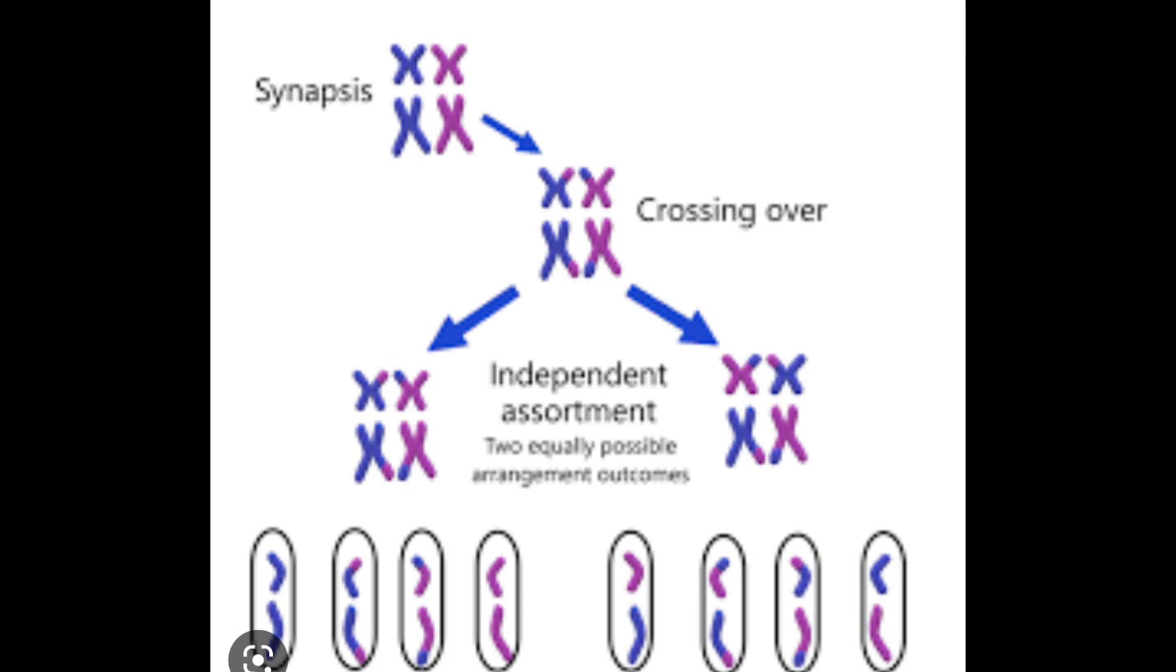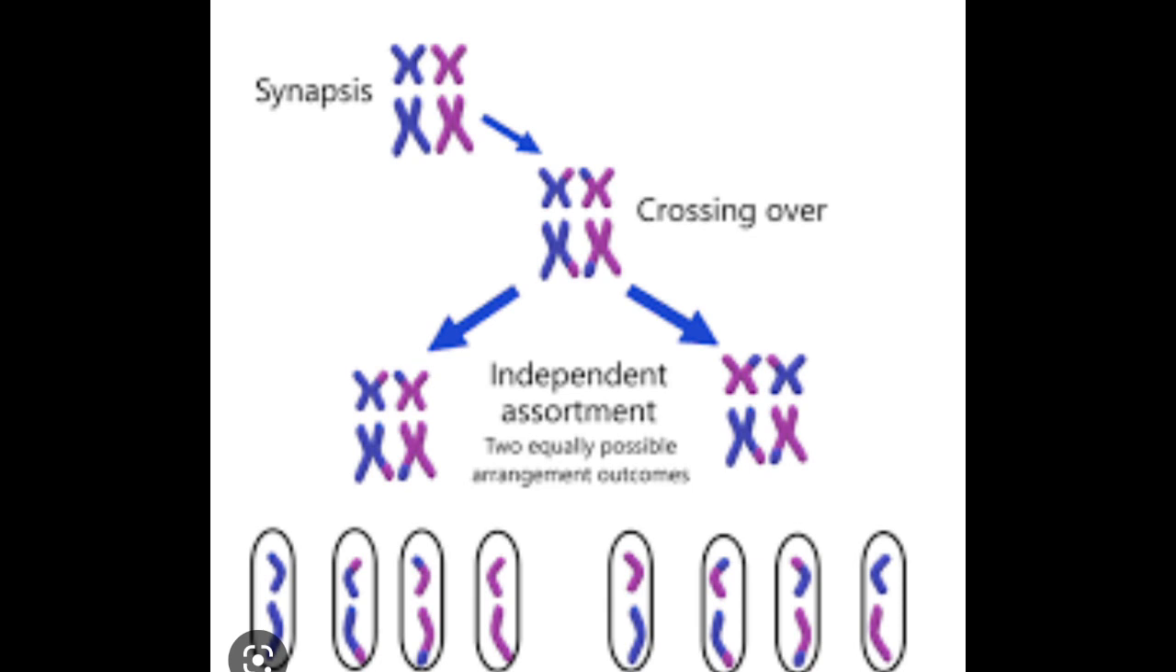And on independent assortment as a cause of genetic variation, this is backed by Mendel's principle of independent assortment, which states that alleles of different genes will segregate independently into gametes. This happens in meiosis, and it's an event where alleles assort independently. It's mostly like probability, where if you're tossing a coin, it will land on head or tail. You don't know which one will.